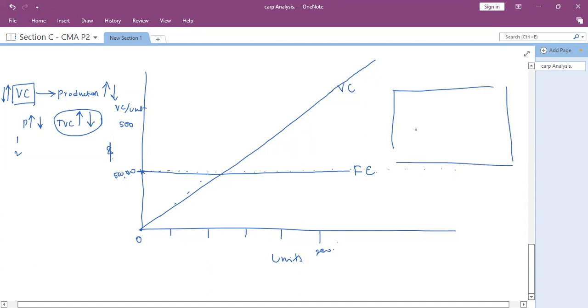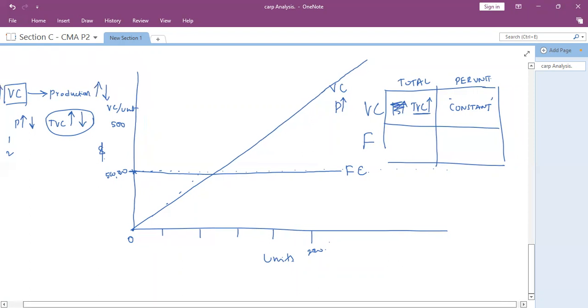So now we are discussing two costs, variable and fixed, total and per unit. Now tell me, if production increases, total variable cost? Increases. If production increases, I will write the production here, total variable cost will increase. Variable cost per unit is constant. It doesn't change per unit variable cost.